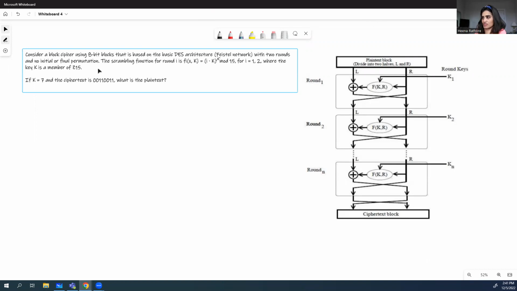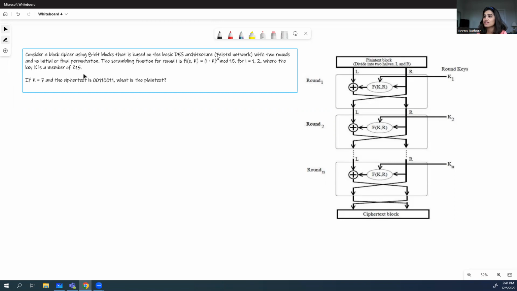have a block cipher which contains 8-bit blocks, and the scrambling function contains 2 rounds, where each round has a function f_i, which is a combination of x and k. X is the data and k is the key, and it is equal to i times k to the power of x modulus 15 for both rounds, where key k is a member of Z15, which means that we have to apply mod 15.